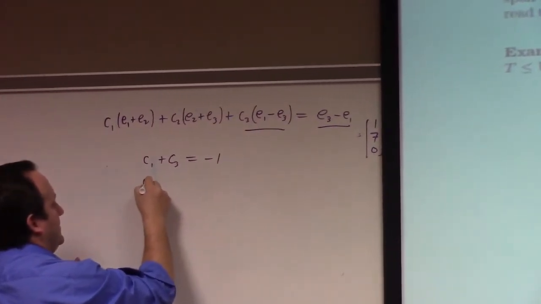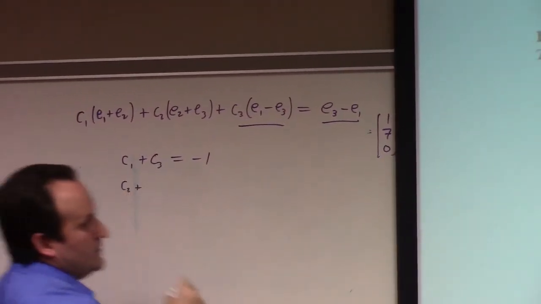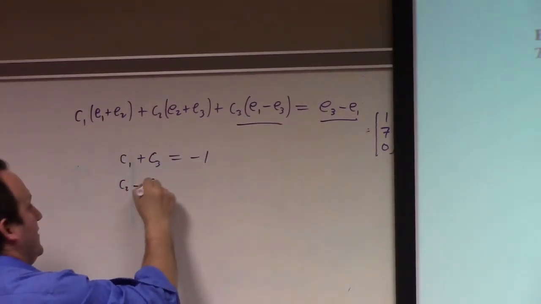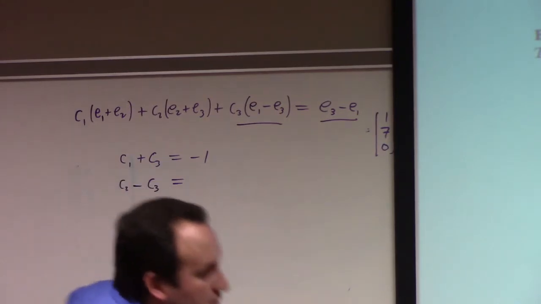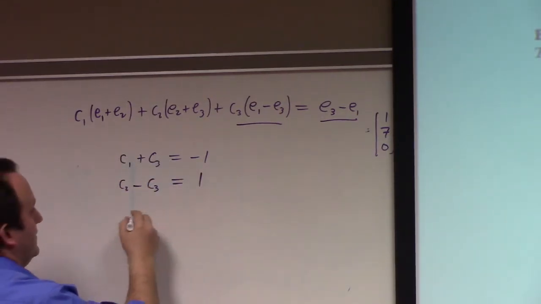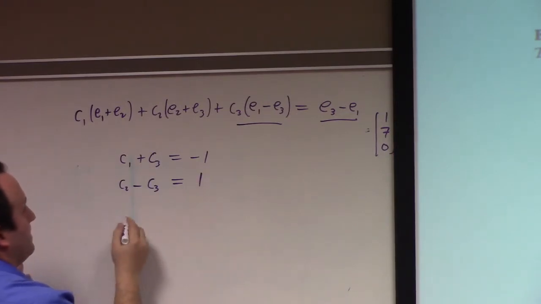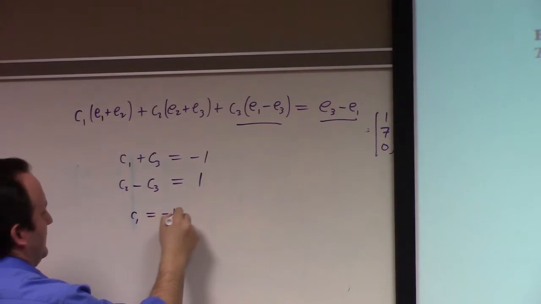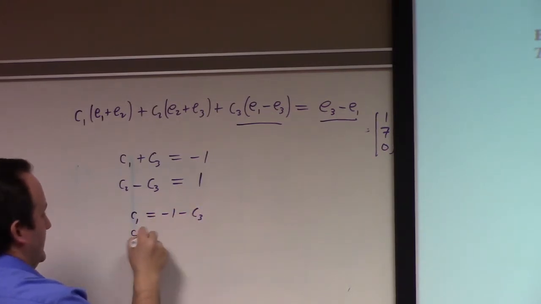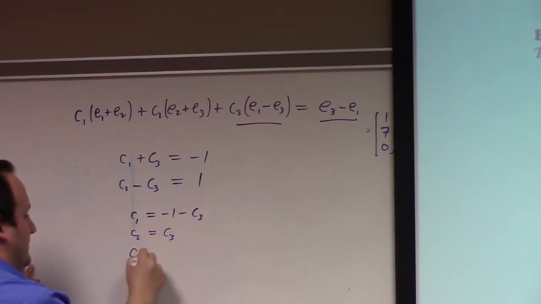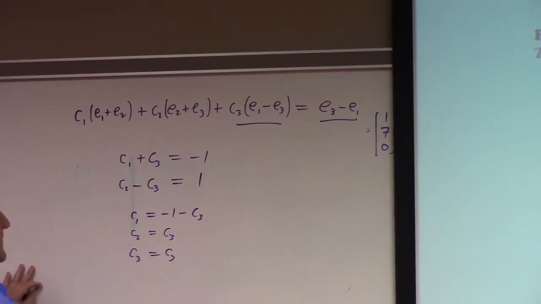And what's the other? C2 plus what? Well, C2 minus C3, right? C2 minus C3 is equal to what? 1. So generically speaking, what do we have? We can use C3 as a parameter. We've got C1 is equal to minus 1 minus C3, and we've got C2 is equal to C3. And of course we've got C3 is equal to C3. I mean, that's, okay, fascinating.